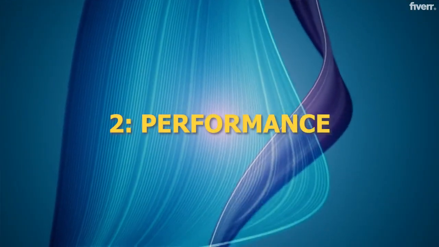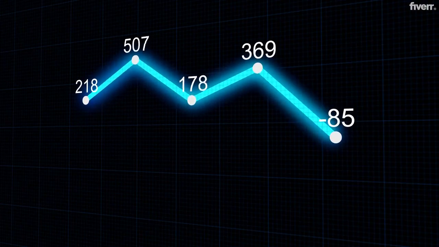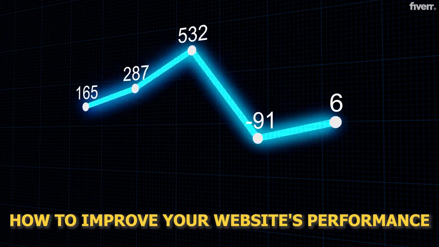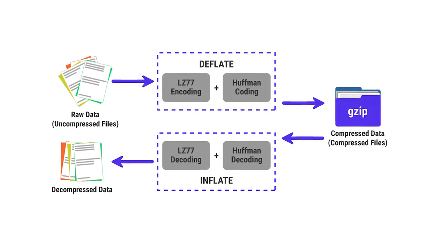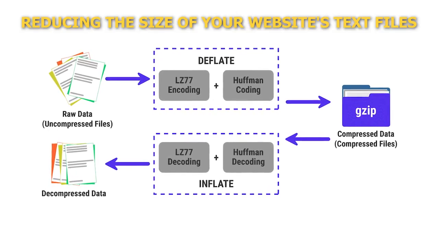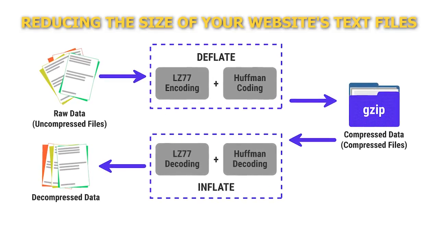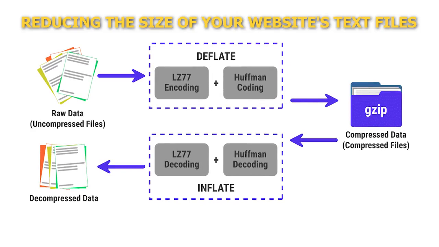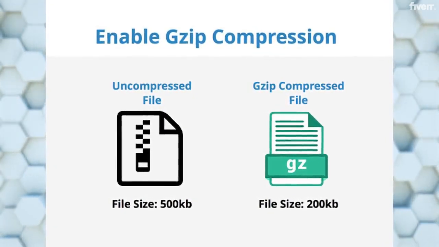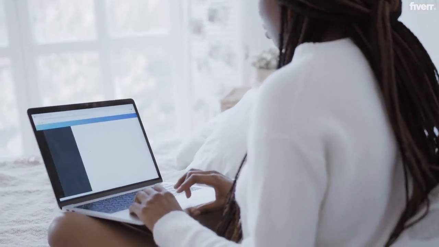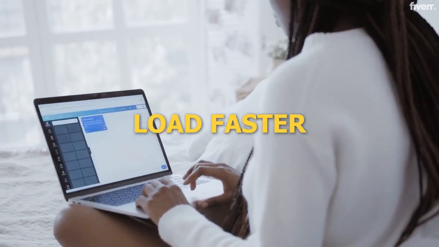Section number 2, Performance. In this section, we'll be looking at how to improve your website's performance by optimizing various factors. Text compression. Text compression is the process of compressing your website's text files to reduce their size. To optimize text compression, use gzip compression to reduce the size of your text files. Compressing your text files can help your website load faster and improve its performance.